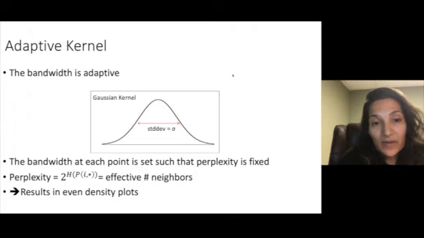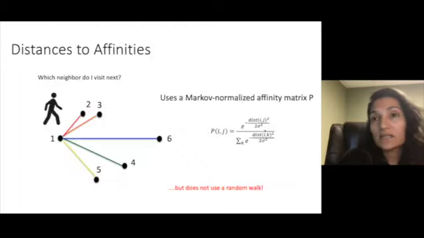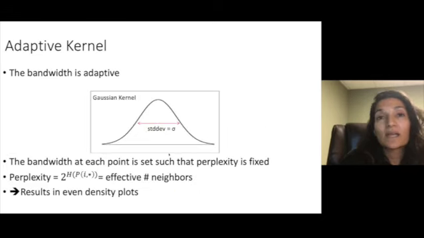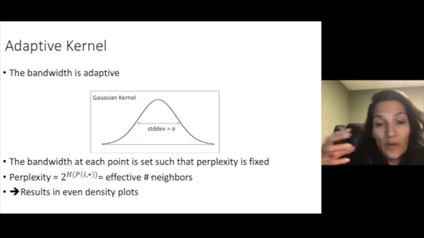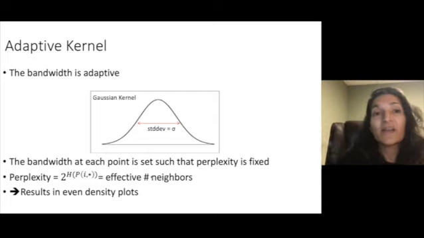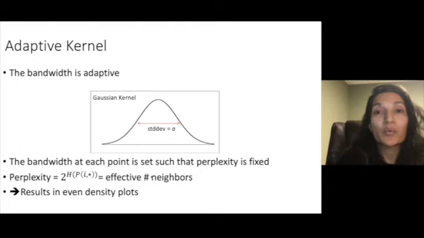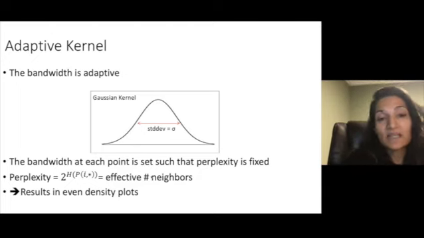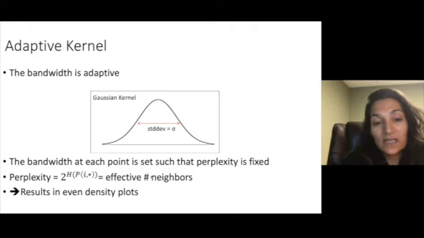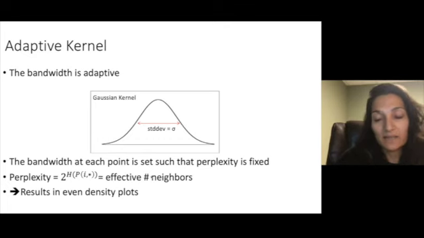tSNE does have one other feature, though, which is that the kernel is always adaptive bandwidth. This means that the standard deviation of this Gaussian is adapted so that roughly each point has the same number of effective neighbors, or the entropy of the neighborhood of each point is even. And so the effect of this is that you get even density plots in tSNE.